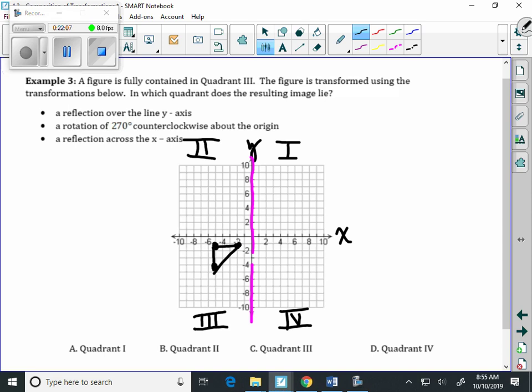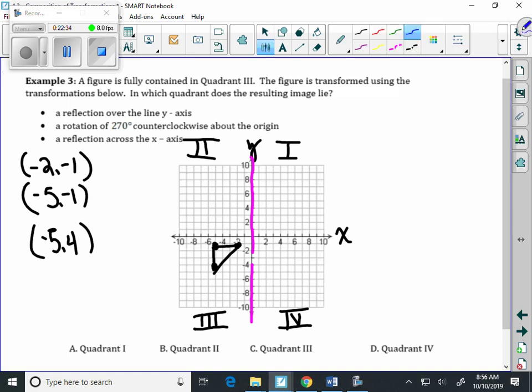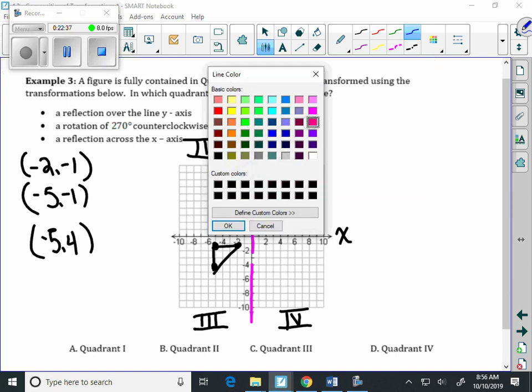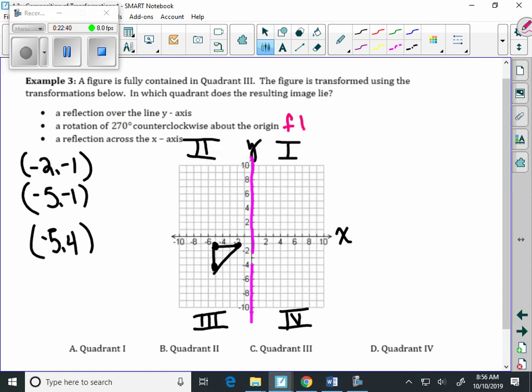So now it says we have a rotation. The points that I picked are -2, -1, -5, -1, and -5, -4. And we're going to do a rotation of 270 degrees counterclockwise, which means that we're going to flip and change the second sign.